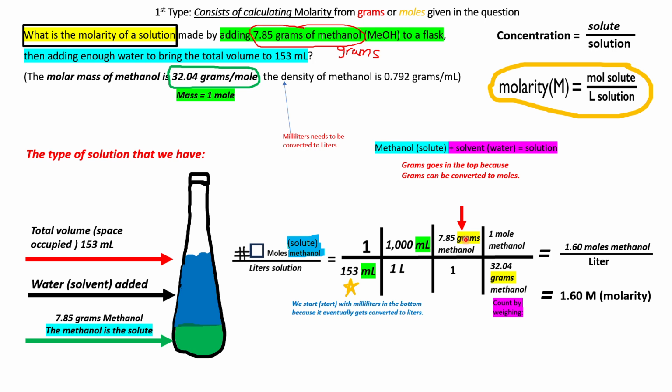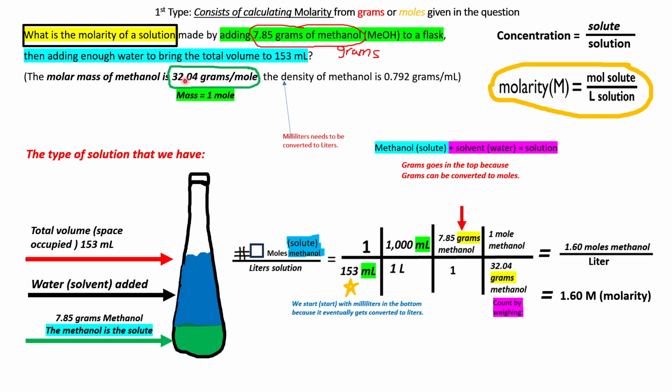Now I'm going to use some of the information provided in the problem so that I can go from grams to moles. Why do I have to write grams here in the top and not in the bottom? Because you're going from grams to moles. Notice that I have 7.85 grams of methanol based on the information given, so I have to match it diagonally: grams of methanol, and then 1 mole in the top.